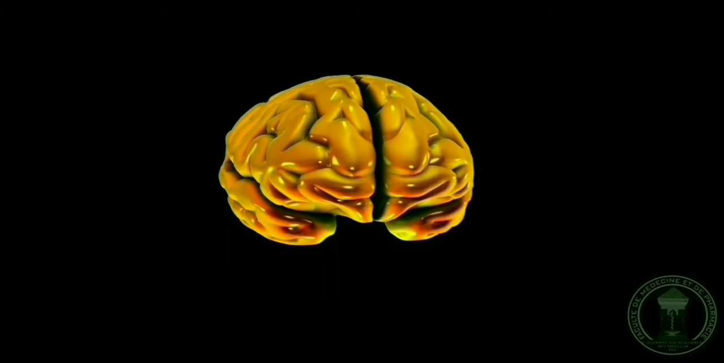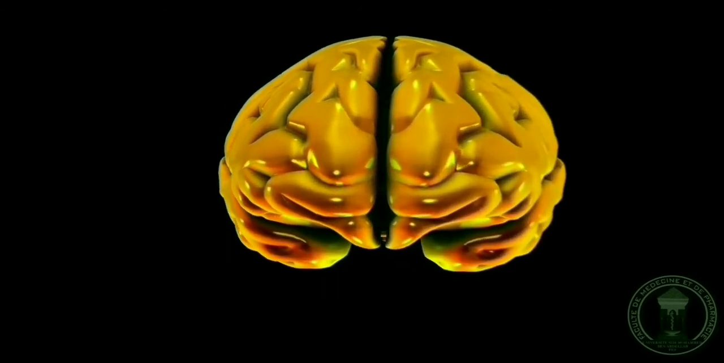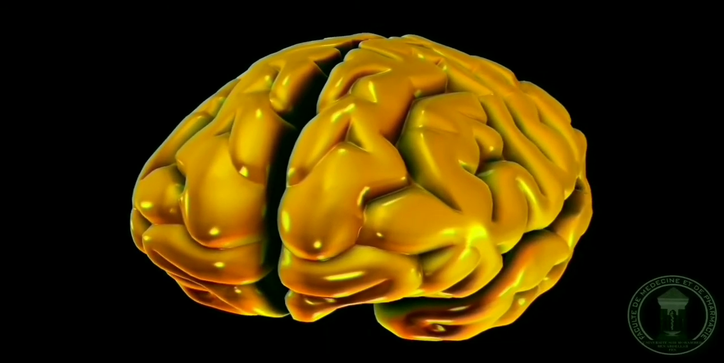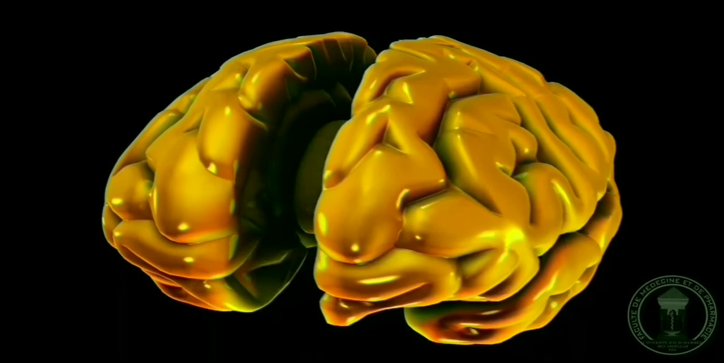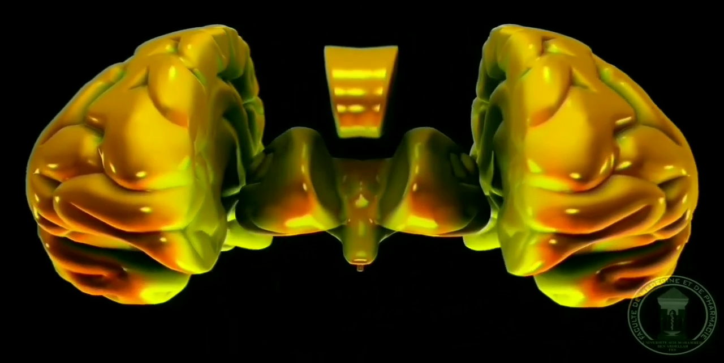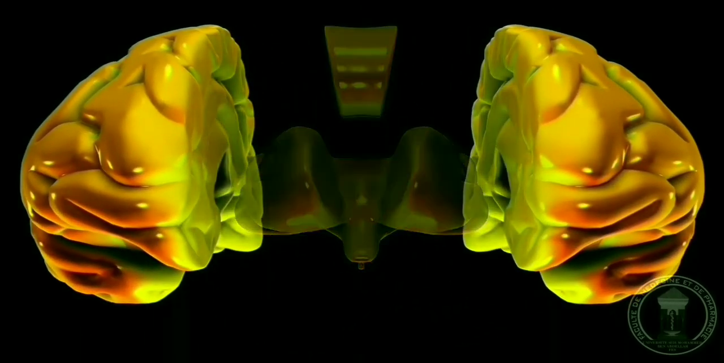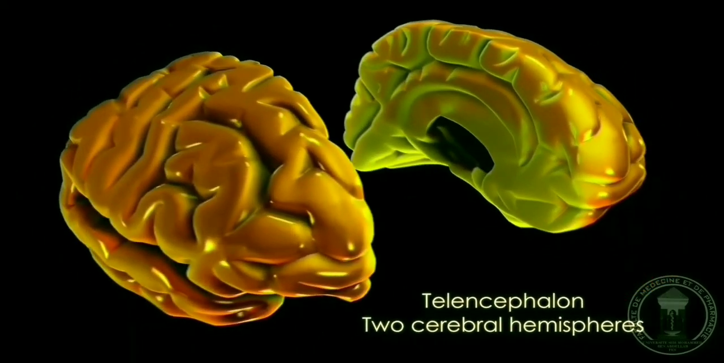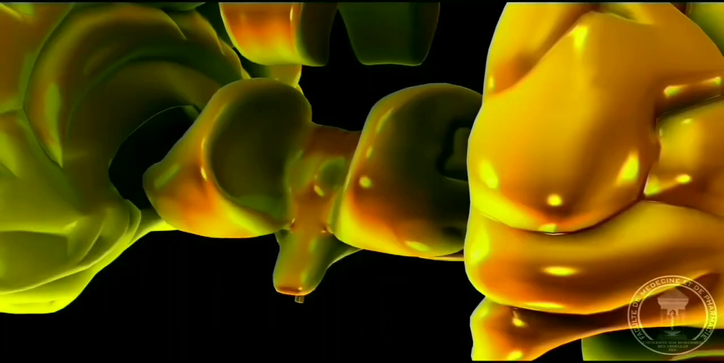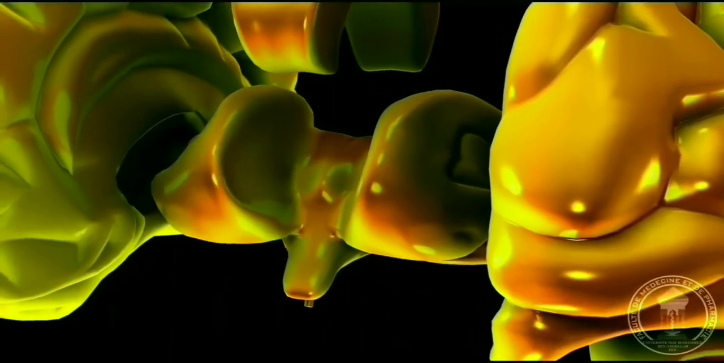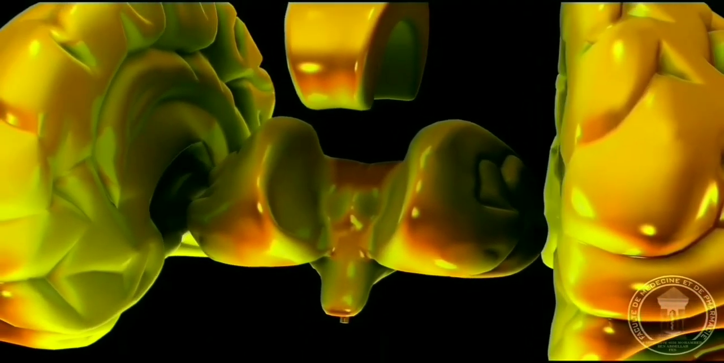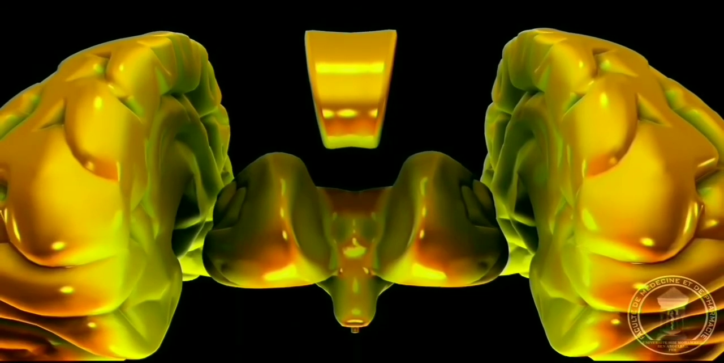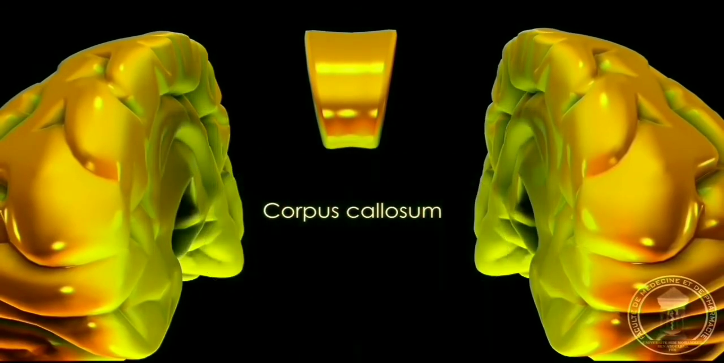Cerebrum. It is the largest part of the brain, making up about 85% of the total brain. It is divided into right and left cerebral hemispheres by means of a deep median longitudinal fissure. The two hemispheres are internally connected to each other by a thick band of nerve fibers called the corpus callosum.